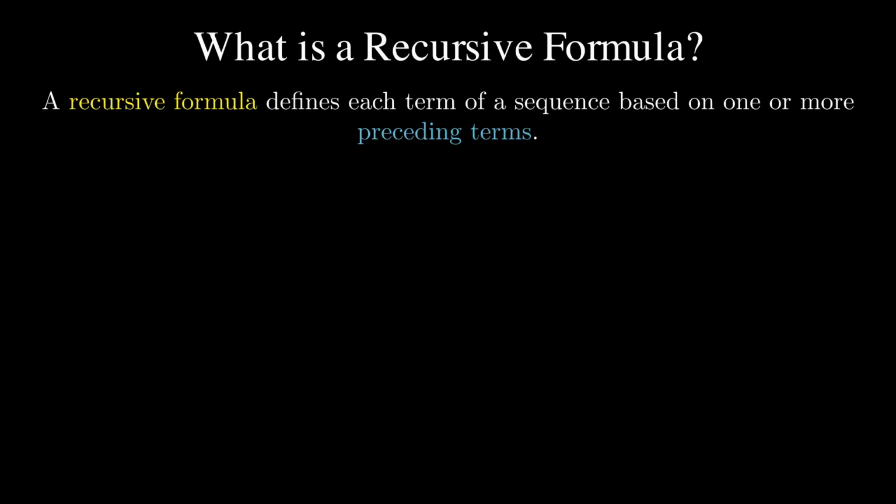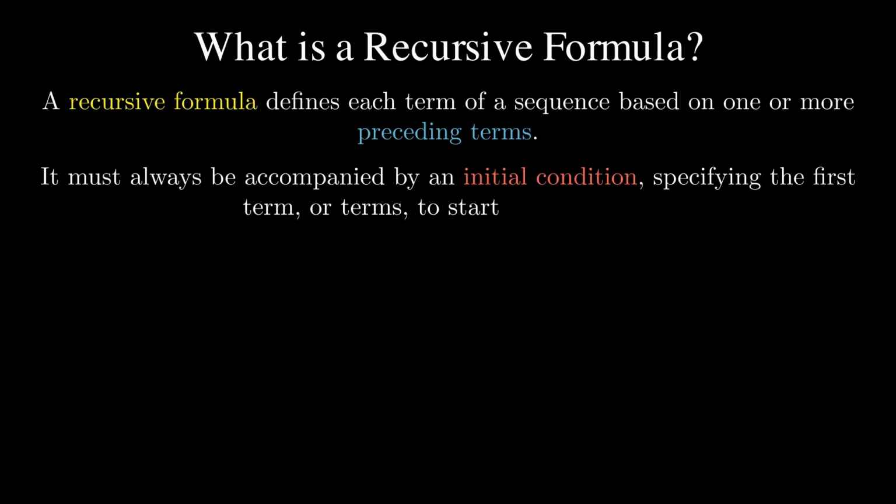Today, we're diving into the fascinating world of sequences and specifically how to define them using recursive formulas. What exactly is a recursive formula? Now, a recursive formula defines each term of a sequence based on one or more preceding terms. Instead of giving you a direct way to calculate any term, it tells you how to get from one term to the next. Crucially, a recursive formula must always be accompanied by an initial condition. This specifies the first term, or sometimes the first few terms, to kickstart your sequence. Without it, you wouldn't know where to begin.